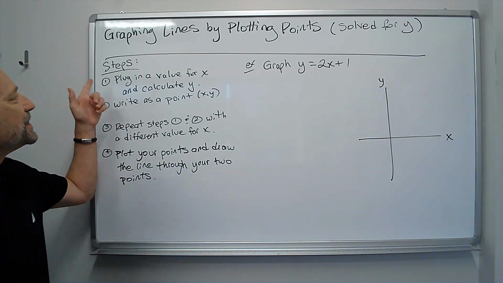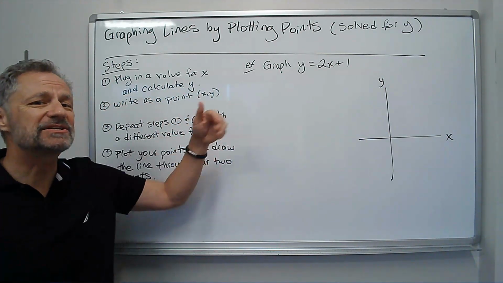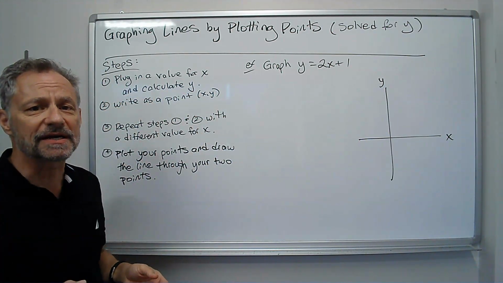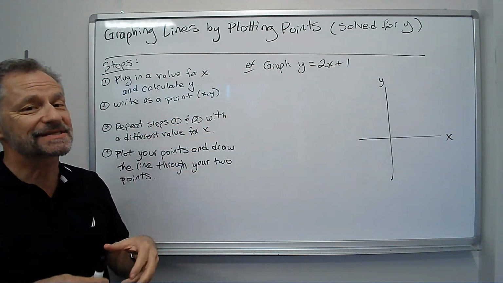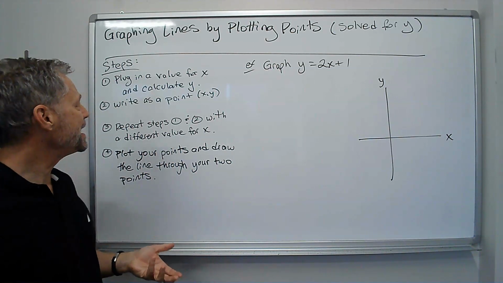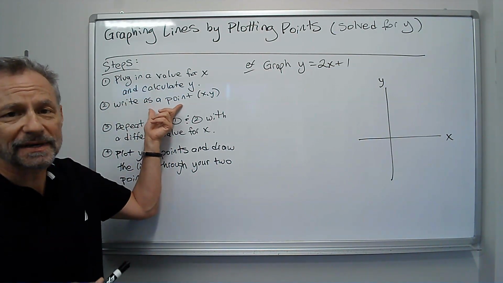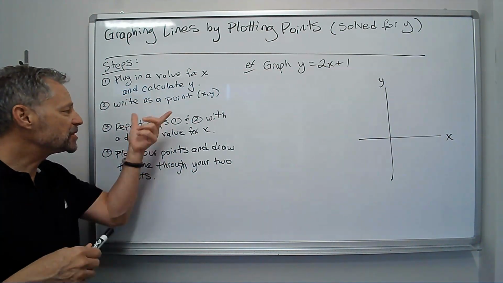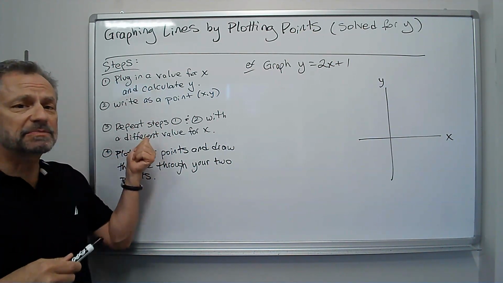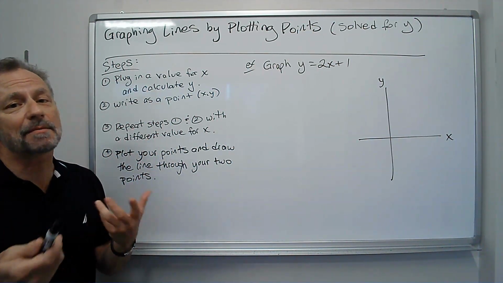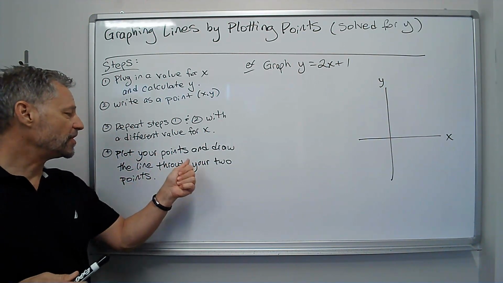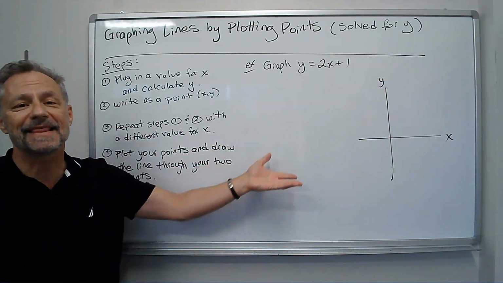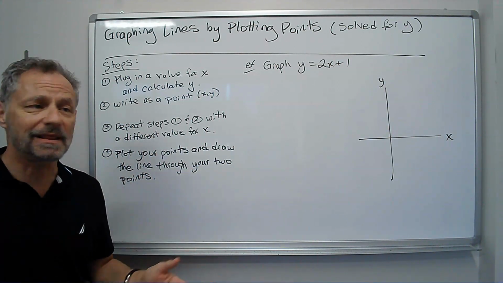So the steps are: I'm going to go to my equation. I'm going to plug in any value I want for x. Once I plug that in, I'm going to calculate what y is. That's going to give me an xy pair, and I'm going to write that as a point (x, y). I'm going to repeat both steps 1 and 2 for another value for x, and I'm going to get my second point. And then I'm going to plot my points and draw the line through the 2 points. That's going to be my graph of my line.